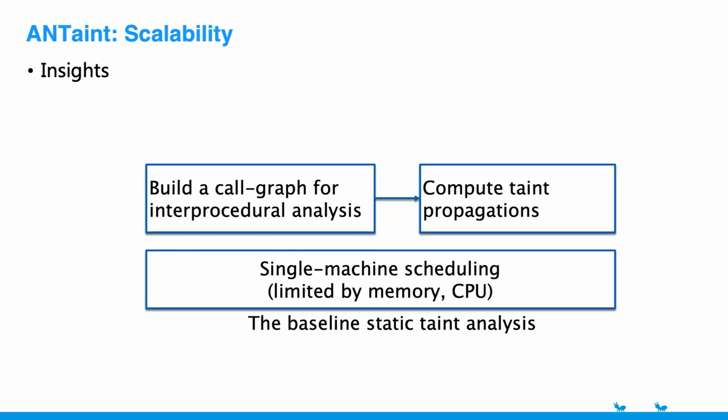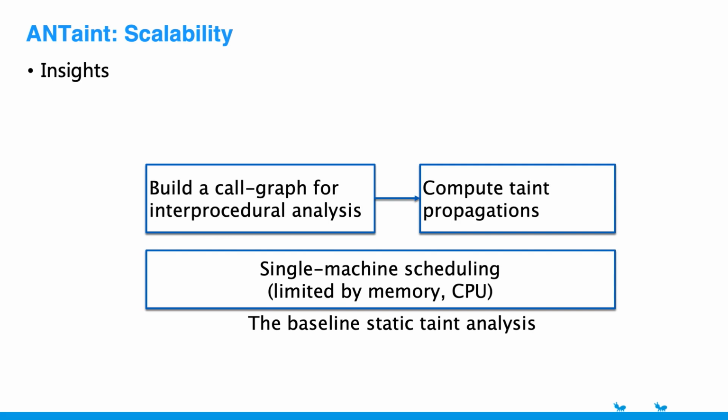Then we introduce how we address the scalability challenge. For a baseline static taint analyzer, there are two main stages: building a core graph so that it can perform inter-procedure analysis, and performing taint propagations so that it can find the taint paths. The job of analyzing one application usually runs on a single machine.